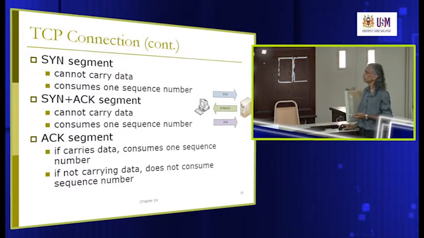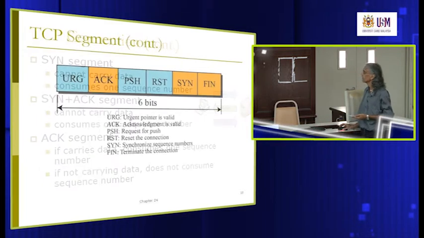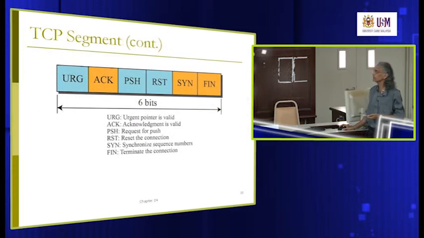The synchronization plus acknowledgement again does not carry any data, and again consumes one sequence number. The acknowledgement segment, if not carrying data, does not consume a sequence number. Why? Because a synchronization must be acknowledged. For the server-side synchronization, I must acknowledge. But when you receive an acknowledgement, you don't acknowledge the acknowledgement.